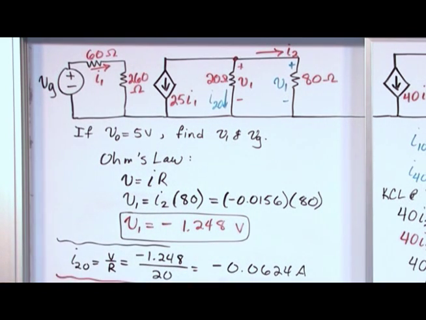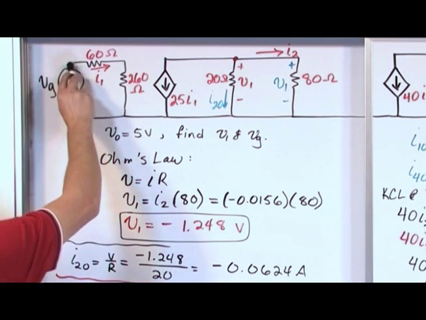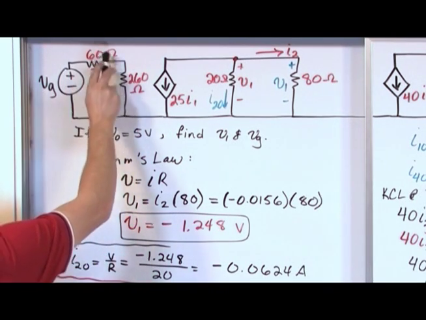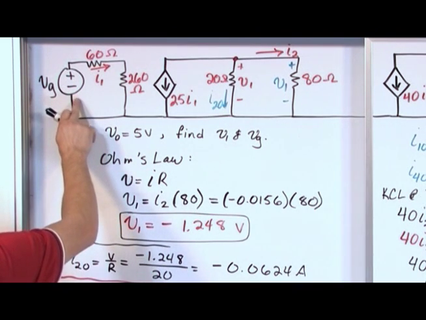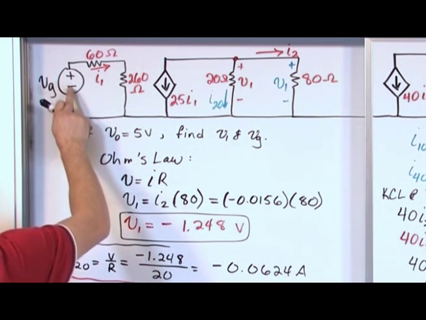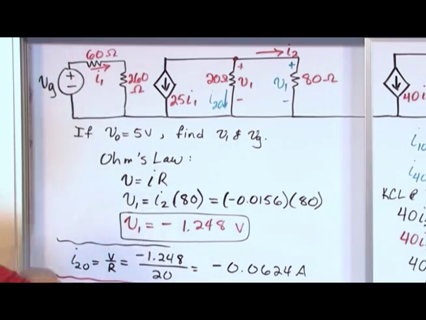And that's what we're going to do next. So to do that, we're going to write a Kirchhoff voltage law loop that goes around this way. We're going to start right underneath this source, so we're going from here up. So we're going from negative to positive, so it's a negative sign here.